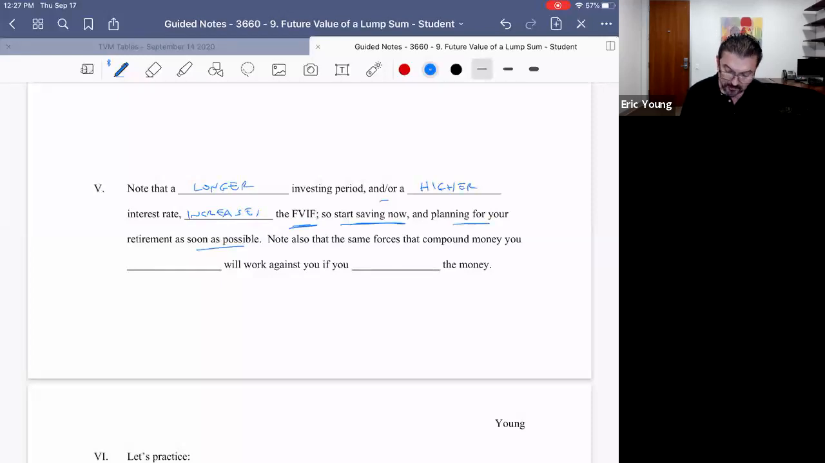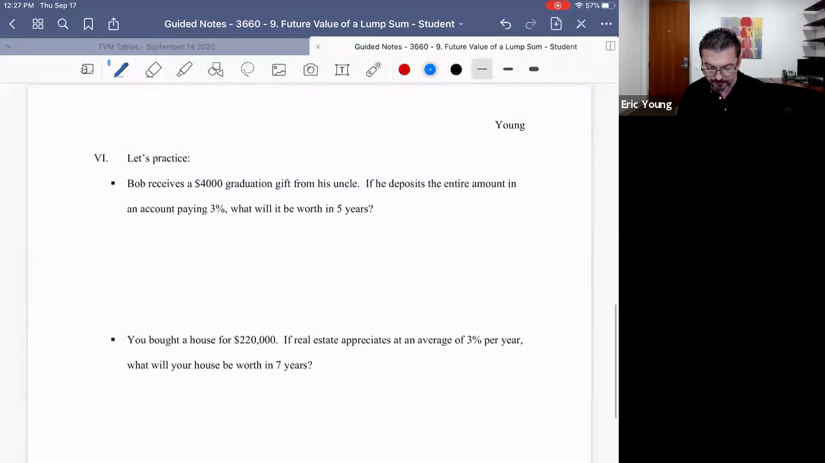Note, however, that the very same forces that will compound the money that you own will work against you with the money that you owe. So the takeaways from this very simple idea: focus on time, net cash flow positive, start saving and planning now, and avoid debt. The principal ideas of personal finance, those basic takeaways, they all stem back to this idea.